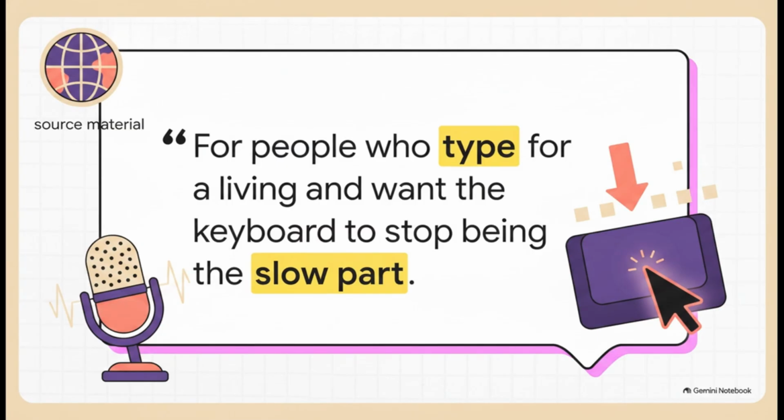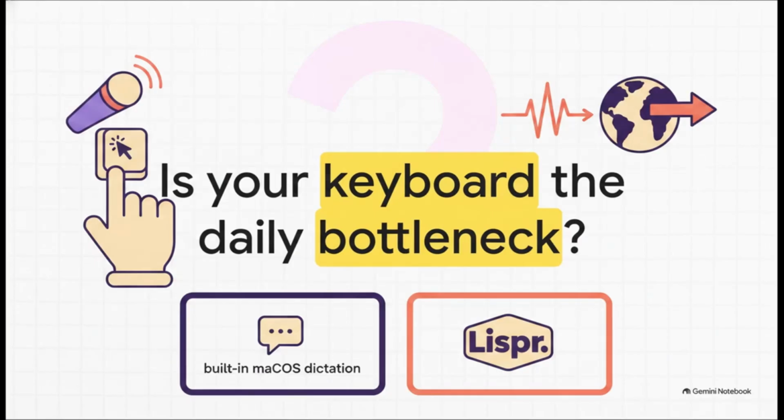Honestly, it really comes down to this fantastic quote from our source material: Lispr is built for people who type for a living and want the keyboard to stop being the slow part. That is the absolute core philosophy you should take away from this explainer today. It's all about systematically removing that annoying friction between your thoughts and your screen. Which leaves us with one final, provocative question to ask yourself today. Is your keyboard the bottleneck in your daily workflow? Because if it is, you now know there are entirely different ways to break that bottleneck, depending completely on where you stand in the privacy versus performance debate.